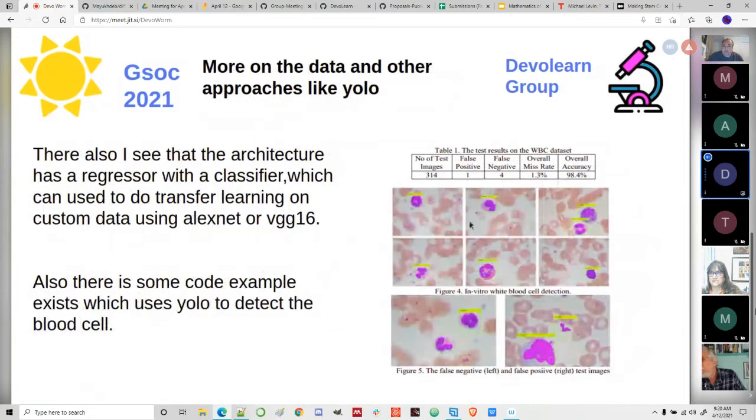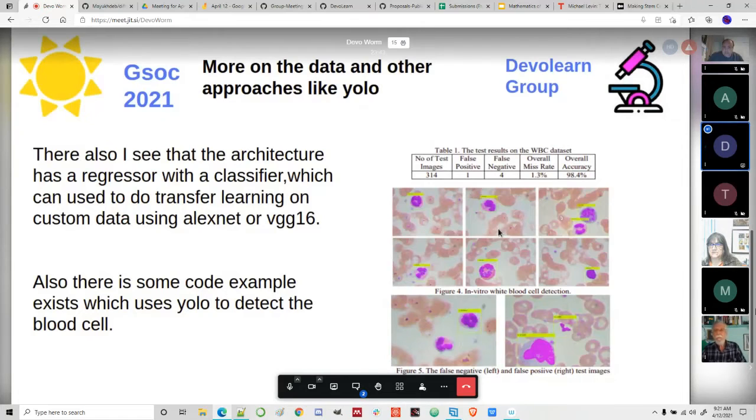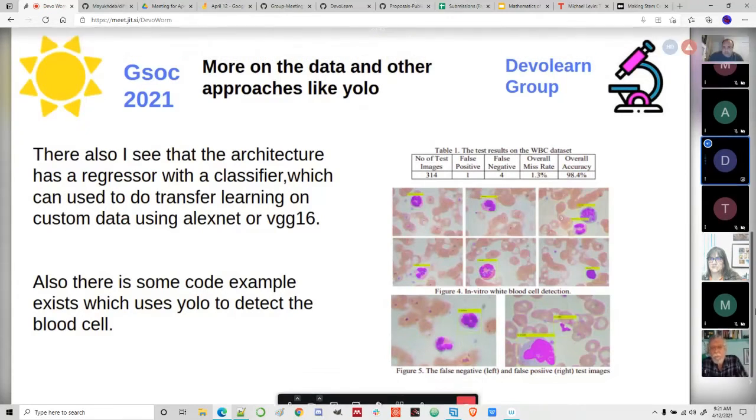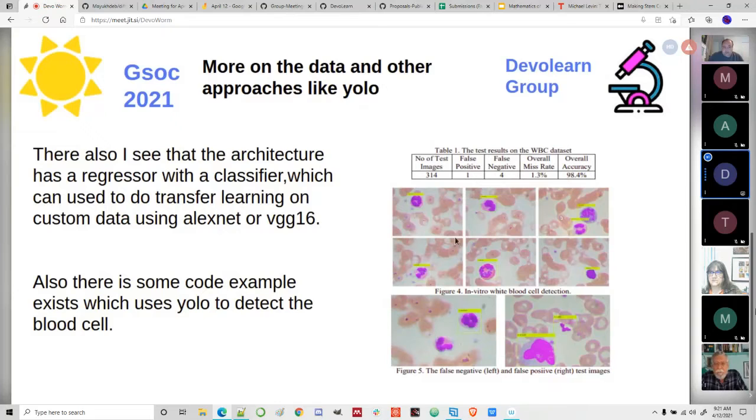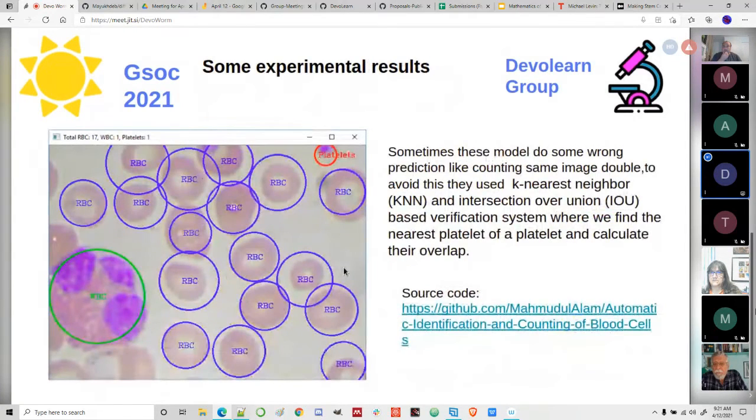There are some experimental results as per the paper, and they also use transfer learning using AlexNet or VGG16, which we can also use for our problem, just by changing the data. And these are some images that were generated, and this is the link from where I got the code.